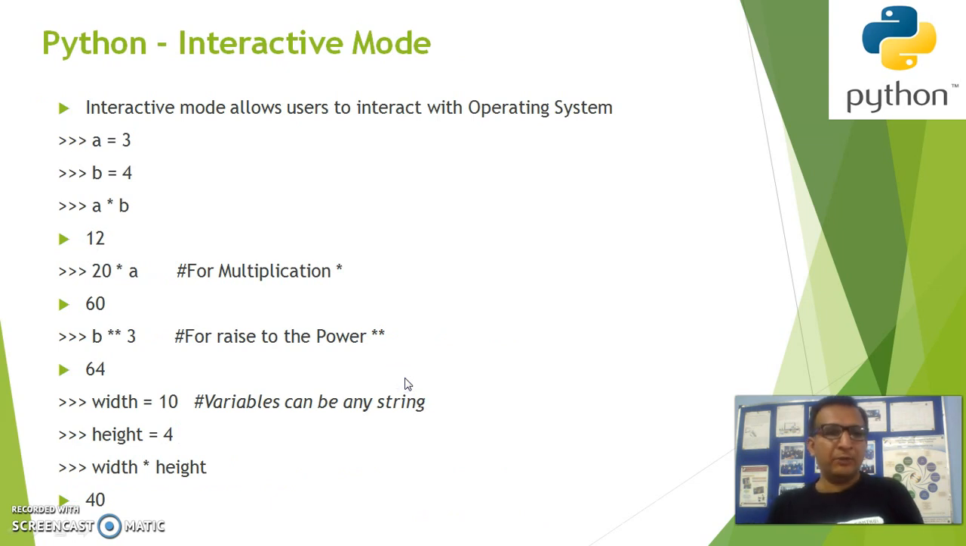Now Python interactive mode, as it allows us to interact with the operating system, it is very simple. Like if on the prompt we write a is equal to 3, b is equal to 4, it simply assigns 3 to a and 4 to b, and then when we type a into b, it gives us the output 12. So it's interpreter type of language, so it's very fast. And this hash has been used as a comment statement, which is a non-executable statement. We can use it on the prompts also.